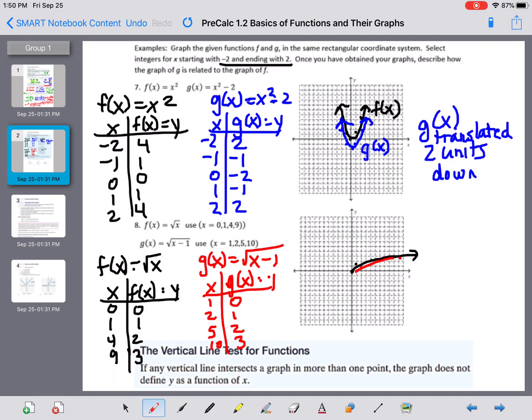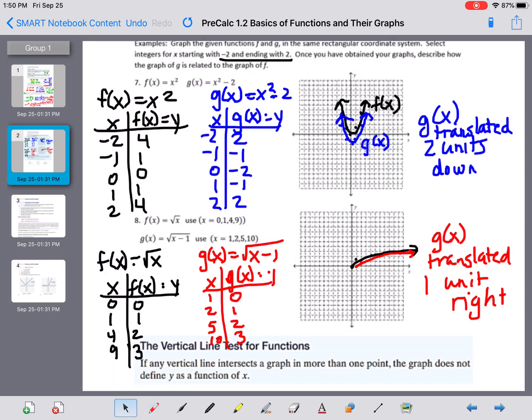And here's my new graph, and it goes right underneath my other one. And it says, what is it doing? And it looks like, again, it translated 1 to the right this time. Just shifted everything 1 unit right.